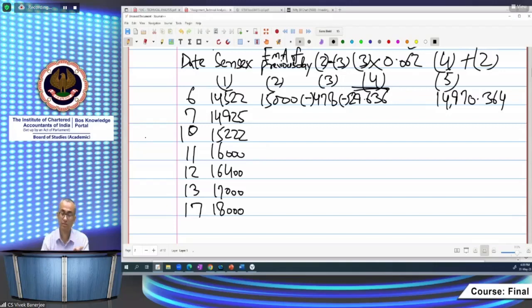Now the EMA of 6th will be the previous day EMA of 7th. So we will write it here, 14,970.364, and we will deduct the Sensex, which is 14,925, from it. The figure is coming, and this is also in minus, 45.364.